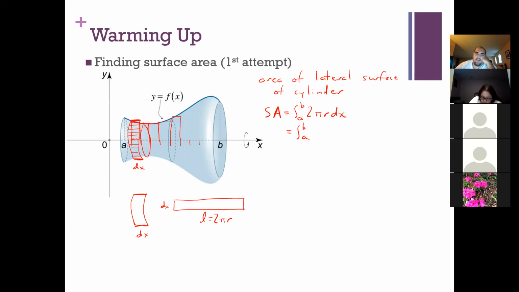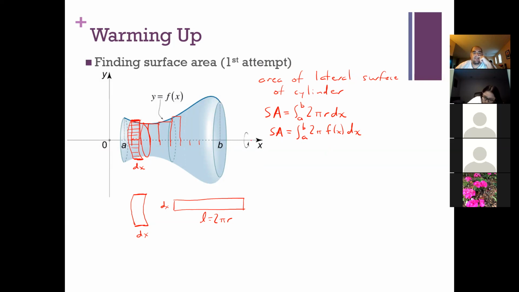But the way I set this up, how can I express the radius in terms of the functions I have here? This is f of x, right? It's just f of x. And now that we have this, unfortunately, I'm going to tell you to take this with a grain of salt.